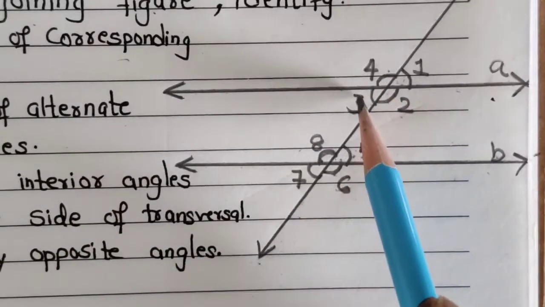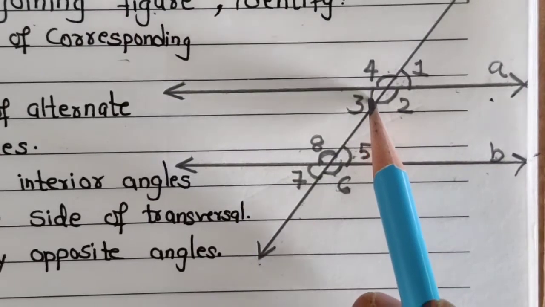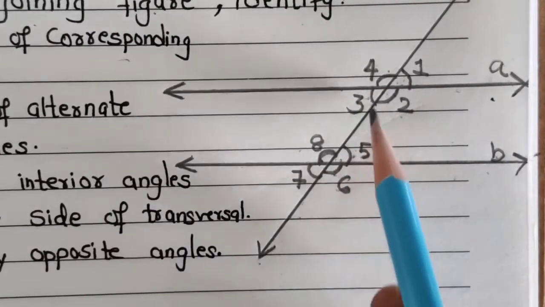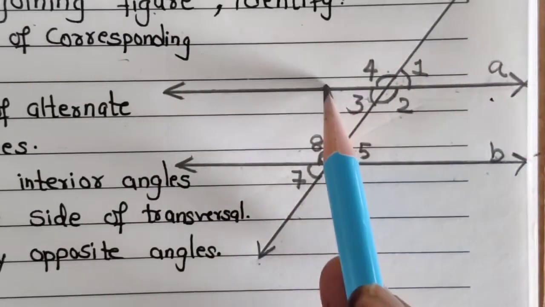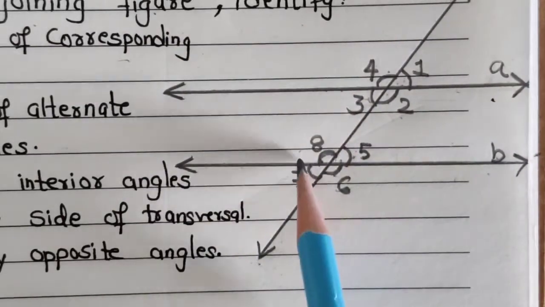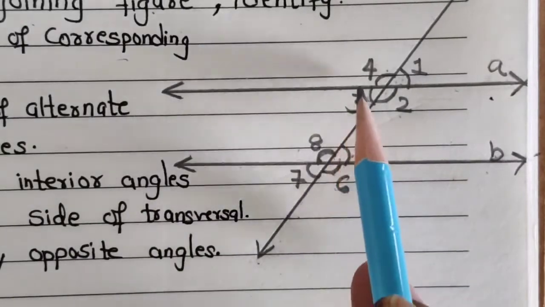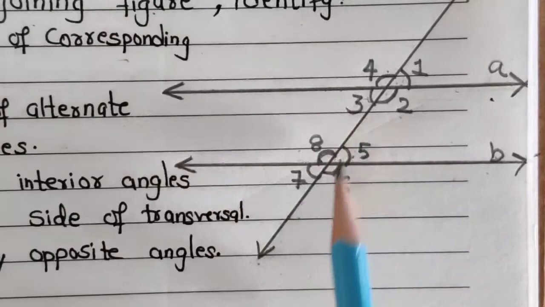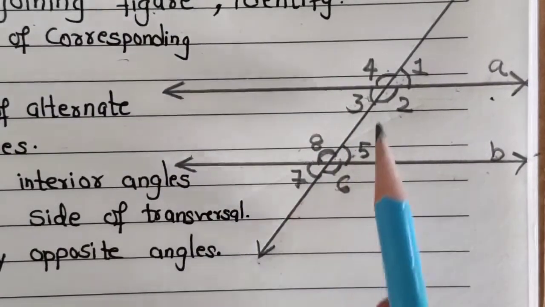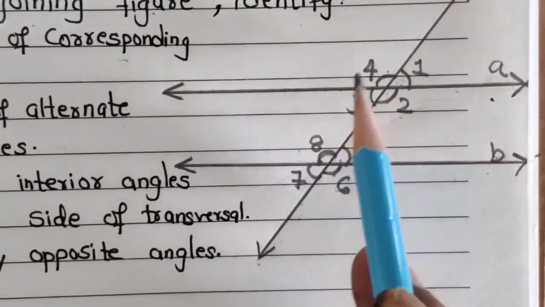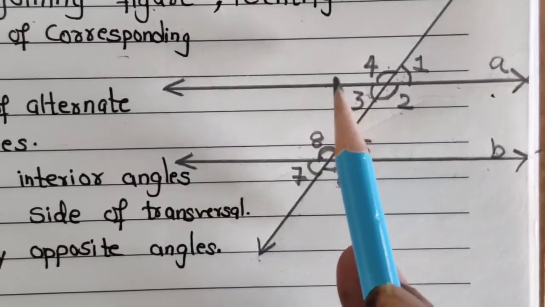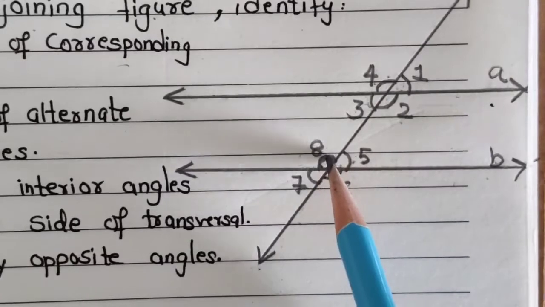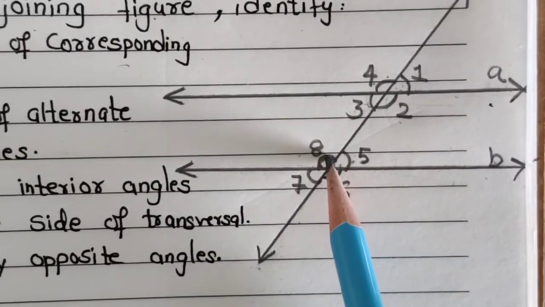Now let us move on to 3. Angle 3 is the corresponding pair with angle 7, because 3 is with line A, so 7 will be with line B, and the position is also the same: on the other side of the transversal and below the line. Now look at 4. It is above the line to the left side of the transversal, so 4 has its corresponding pair with angle 8.